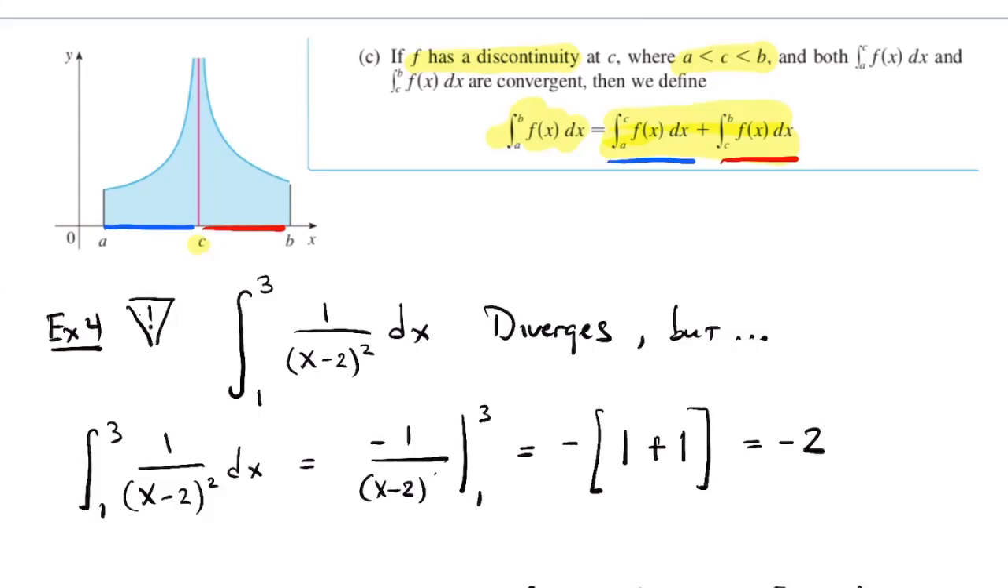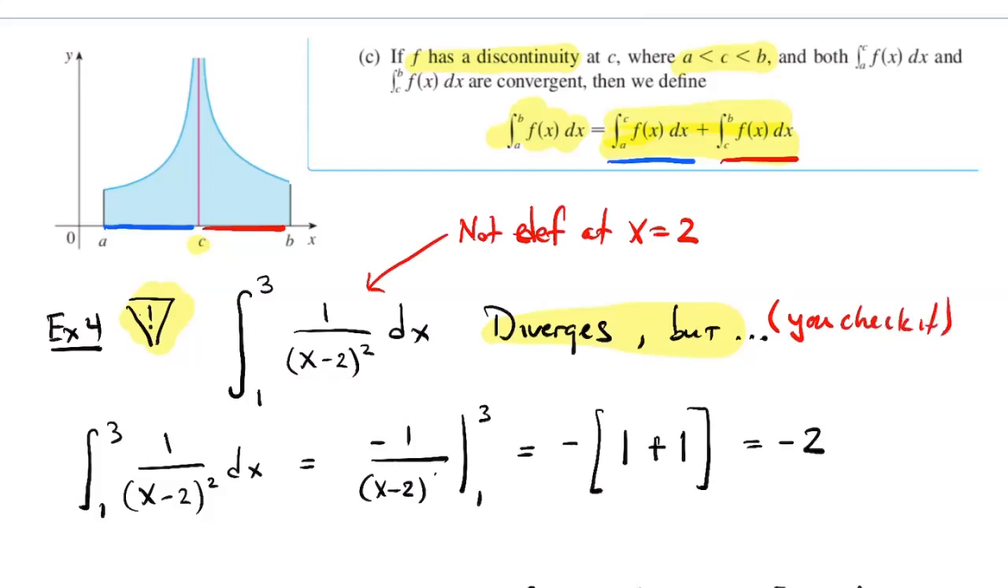But be careful. I have a little cautionary example. I'm not proving it here, but I claim this improper integral diverges. It's improper because it's not defined at x equals 2, and 2 is in between 1 and 3. So that's what makes it improper. It diverges. I'm going to let you check that.